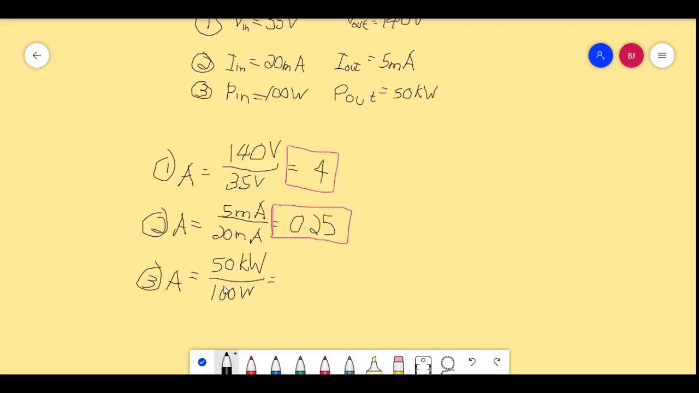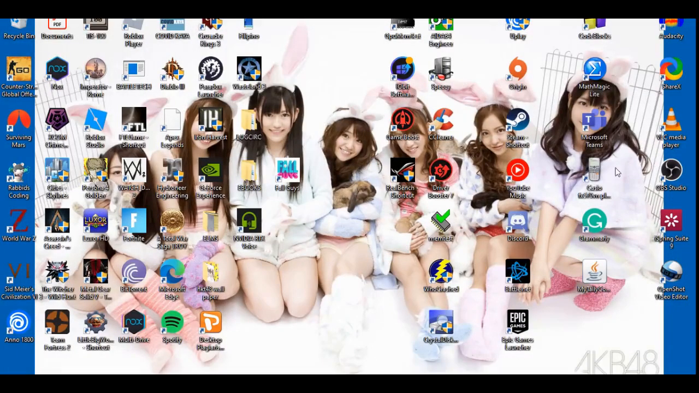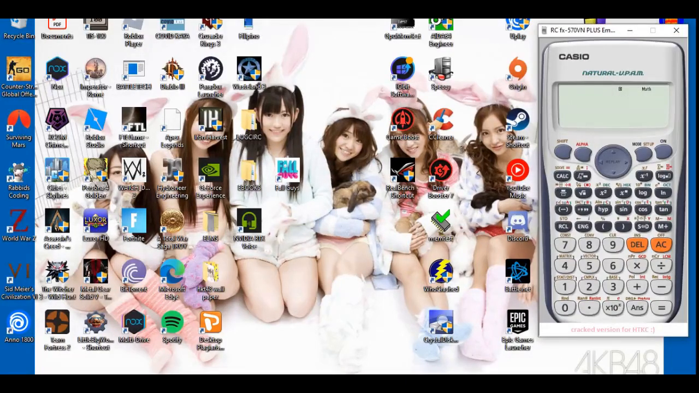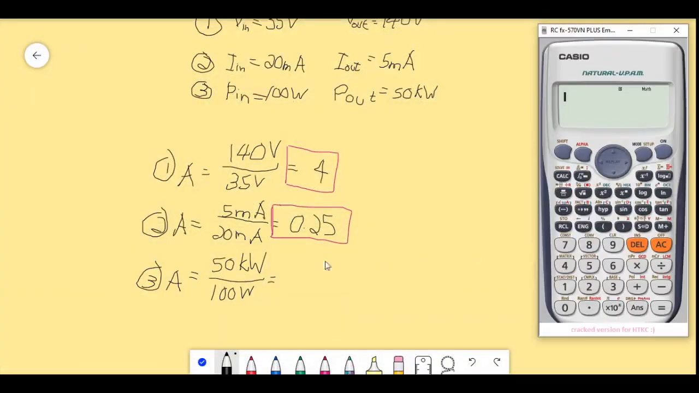Now, if you divide this directly, you'll be getting an incorrect answer. Remember, if they don't have the same prefix, we have to make sure that we convert this first into its standard notation. But of course, if you have your calculator with you and you know how to use it, you can just input this directly as 50 exponent 3 kilowatts divided by 100 watts. And the answer would be 500.